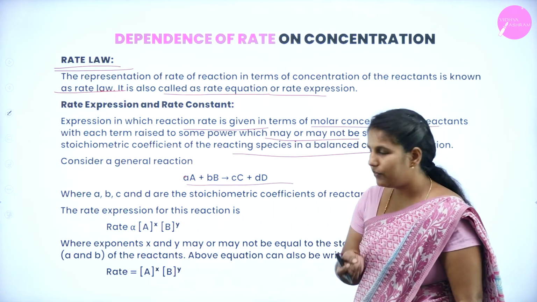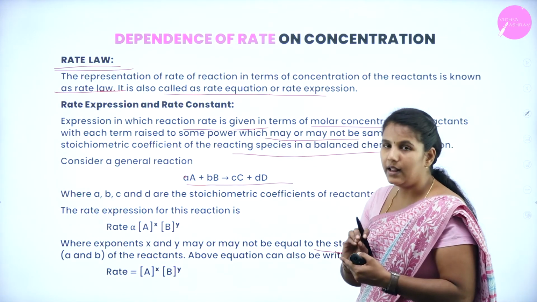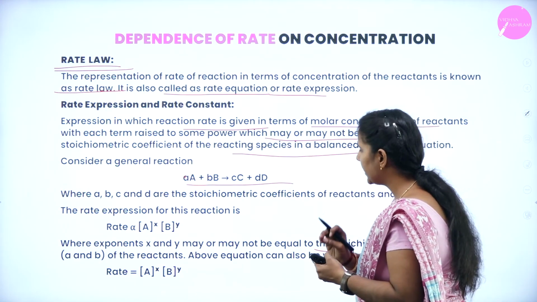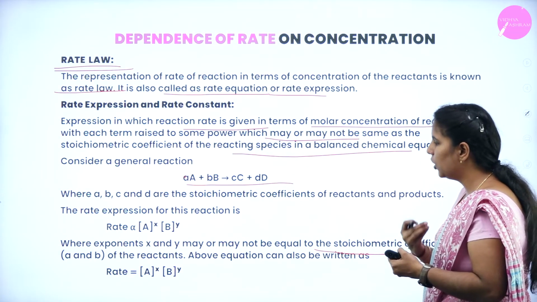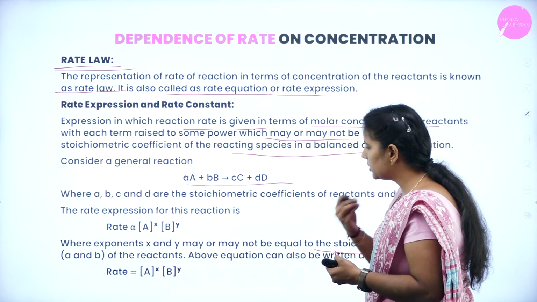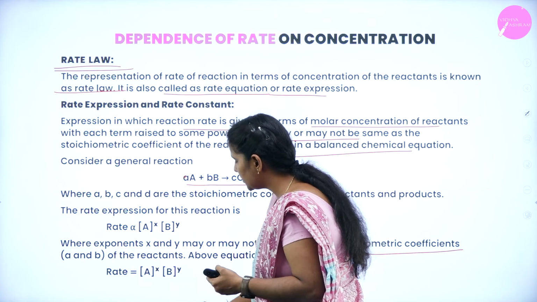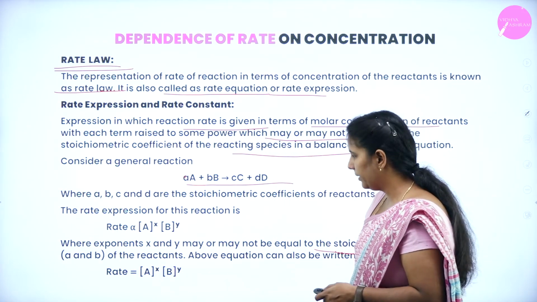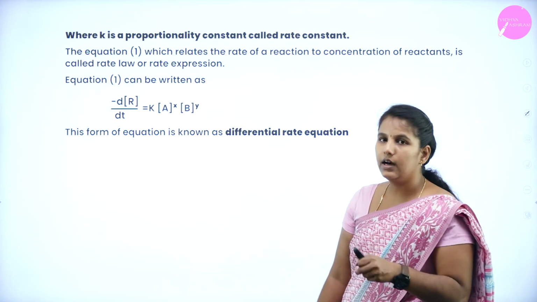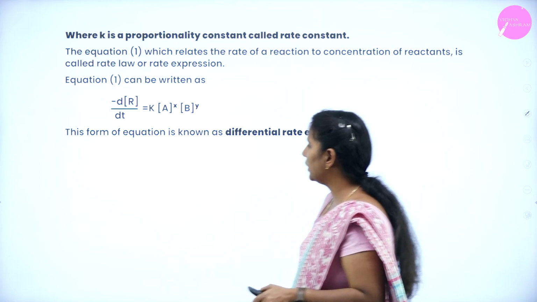Here the X and Y are not stoichiometric coefficients, but exponents. The exponents X and Y may or may not be equal to the stoichiometric coefficients of the reactants, and the above equation can be written as rate is equal to the concentration of A to the power X into the concentration of B to the power Y. And here the K is represented as a proportionality constant.